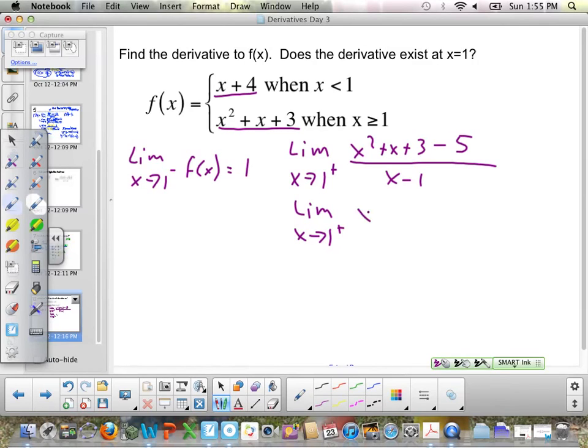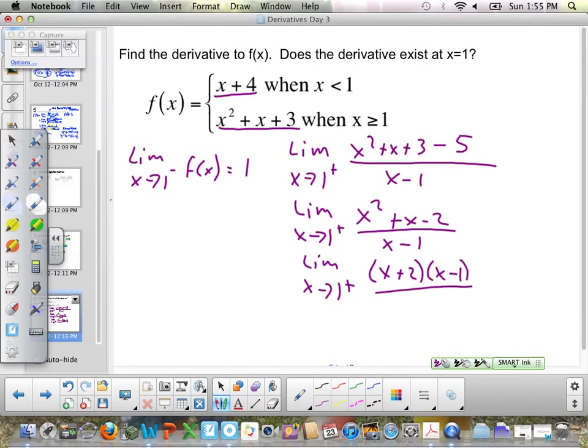So what we're left with is x squared plus x minus 2 over x minus 1. If we factor that, as x approaches 1 from the right, we got x plus 2 times x minus 1 over x minus 1. These cancel. We got x plus 2. We do a plug and chug. We find that the right-hand derivative approaches 3.